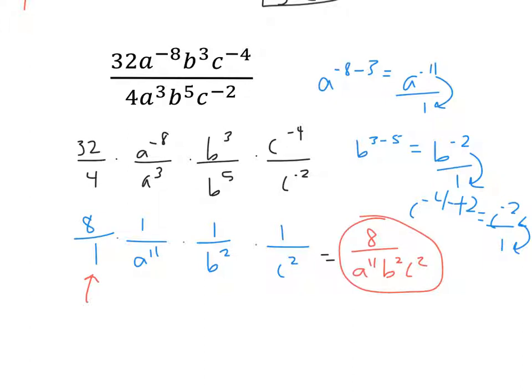And again, it's sometimes proper to write your variables in alphabetical order. So A listed first, B second, C third. But it doesn't necessarily matter. It's just a good rule to try to remember.